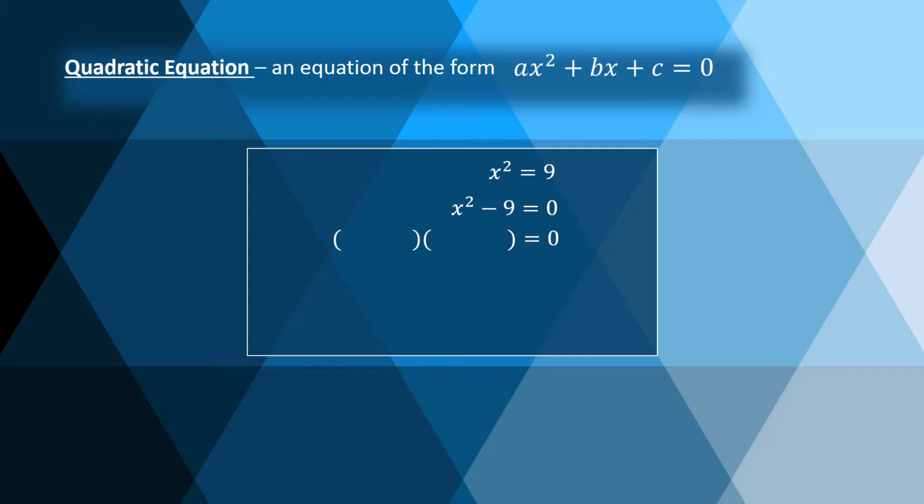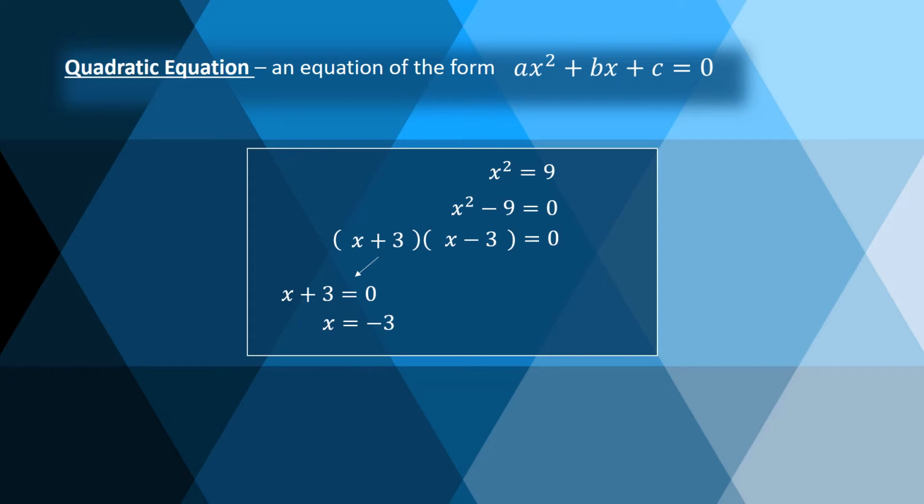Hopefully you found one of the binomials to be x plus 3 and the other to be x minus 3. Now that it's written in this form, that means we have some number times some number equals 0, and so now we need to solve for x. We take the first value, x plus 3, set it equal to 0, and isolate x by subtracting 3 on both sides, and we find x equals negative 3.